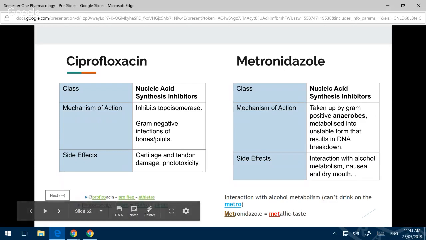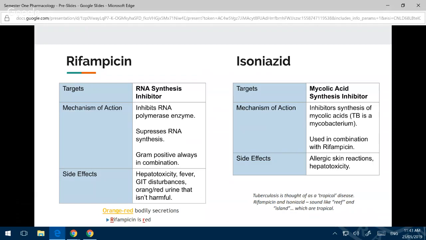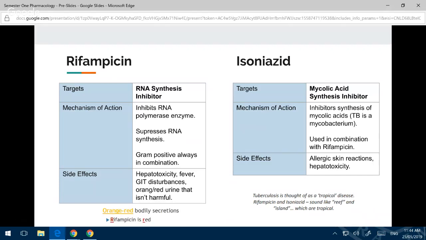All right, so drugs for tuberculosis, there are only two, I believe. These are RNA synthesis inhibitor first. So rifampicin, it inhibits RNA polymerase enzyme and suppresses RNA synthesis. You always use this in combination, typically with this one over here. And it's hepatotoxic, can cause fever, and leaves an orange-red urine that isn't harmful, but it is a good way of remembering it. So remember, rifampicin is red.